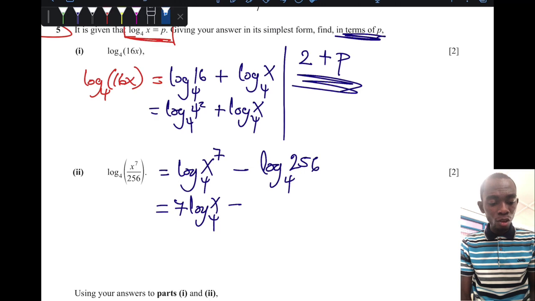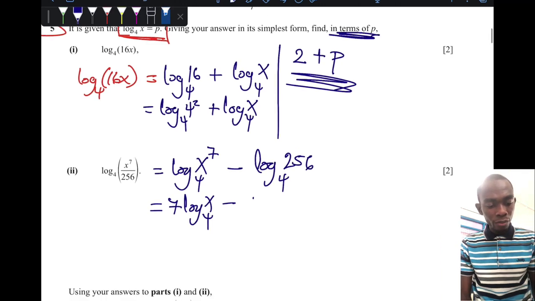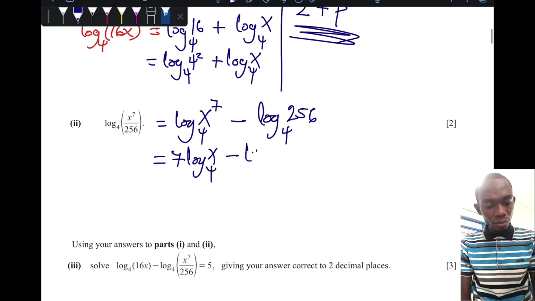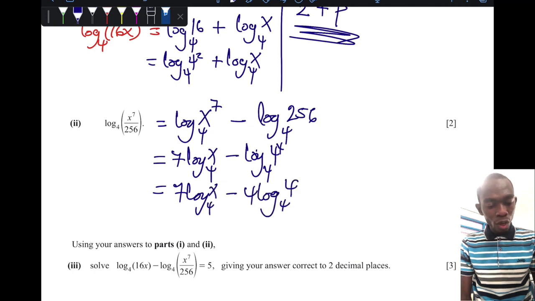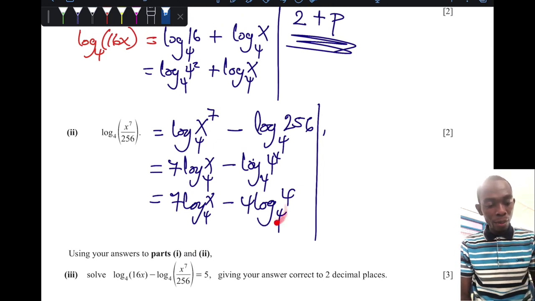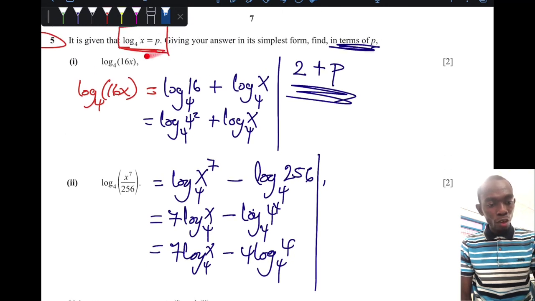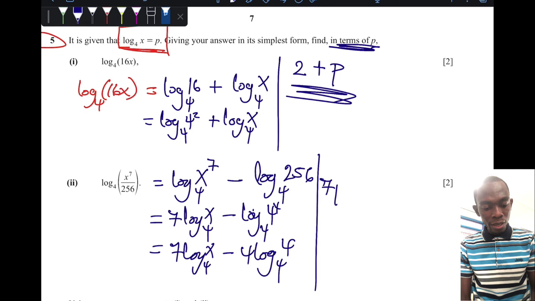So we can write log, I'm sorry, have log 4 raised to the power 4 base 4. So you can write log x base 4 minus 4 log 4 base 4. You know log 4 base 4 is 1. Therefore that particular part will be left with 4. And then we also know that per the definition, log x base 4 is p, so we can write 7p. So let's put everything together. So we have 7p minus 4, and then we're done.